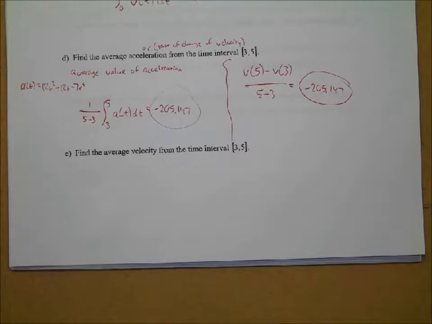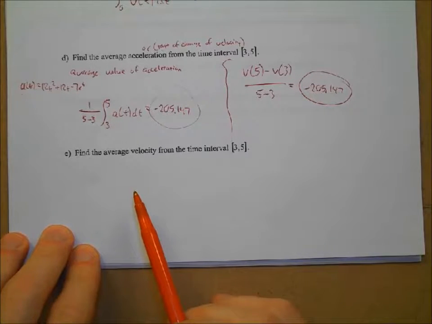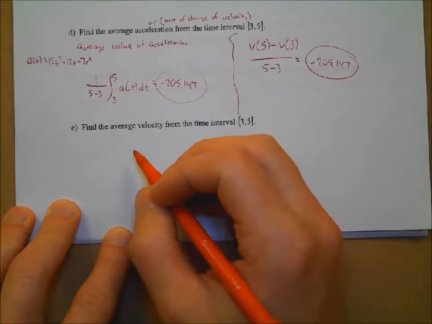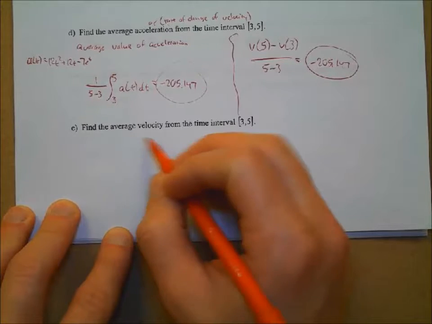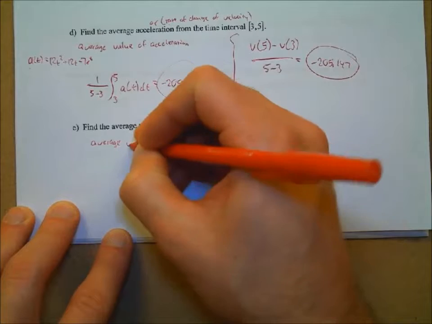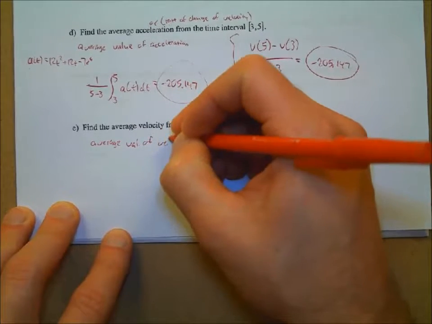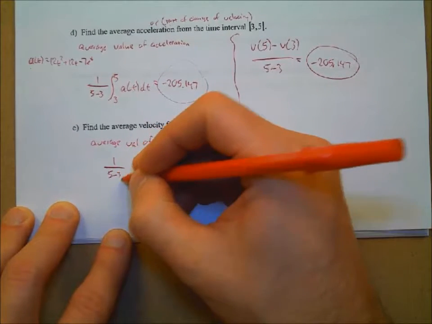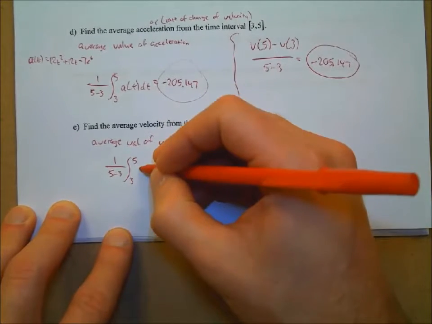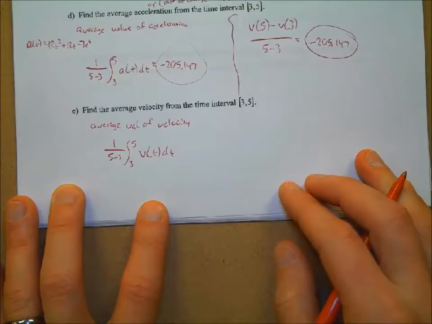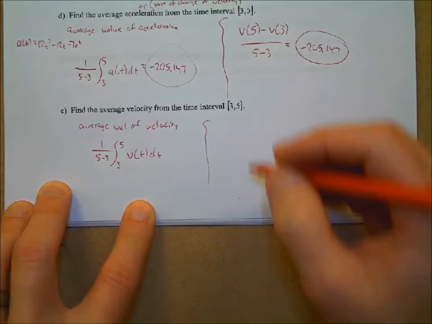All right, last thing here, letter E, find the average velocity. Okay, so again, two ways to go about doing this. Option 1, we could use the average value of what? Average value applied to what function? The velocity, because we're asked to find the average velocity. So we could say average value of velocity, which would be 1 over 5 minus 3 integral from 3 to 5 of v of t dt.